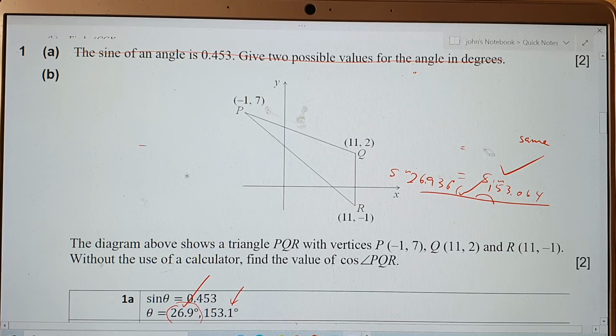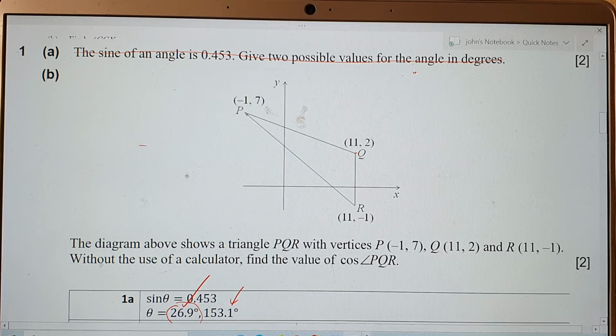We have a triangle PQR with vertices. Vertices means the corners, the sharp points here. So these are all the vertices. Just check whether your diagram is fully labeled. Correct. Then now they say without the use of a calculator.